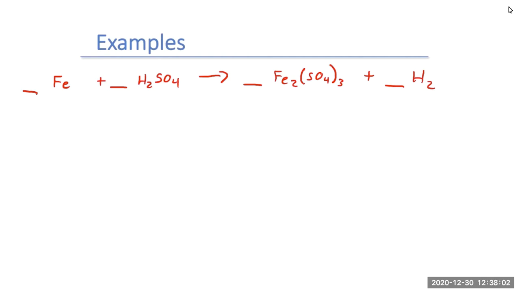So if we start going down our list, I have iron on both sides. I have sulfate on both sides. You see there's SO4, SO4. If it's a polyatomic ion, they tend to be easiest to balance if you keep them together. So I'm going to keep my sulfate together just to make my life a little bit easier.